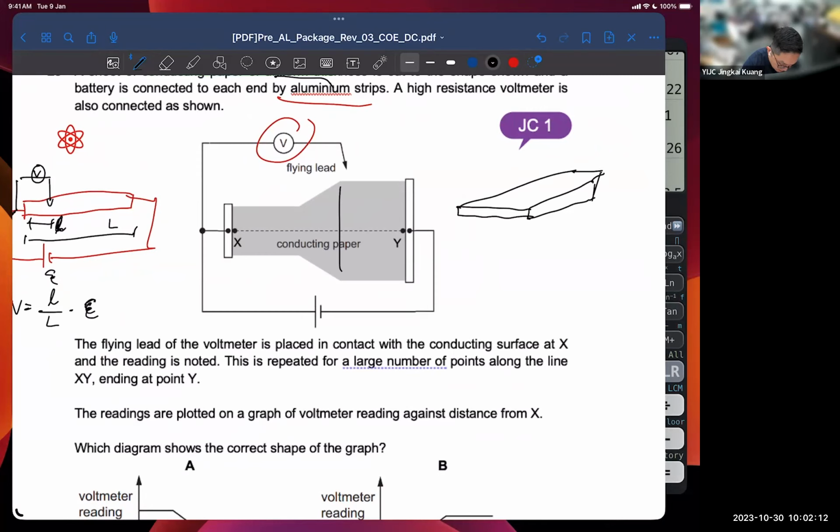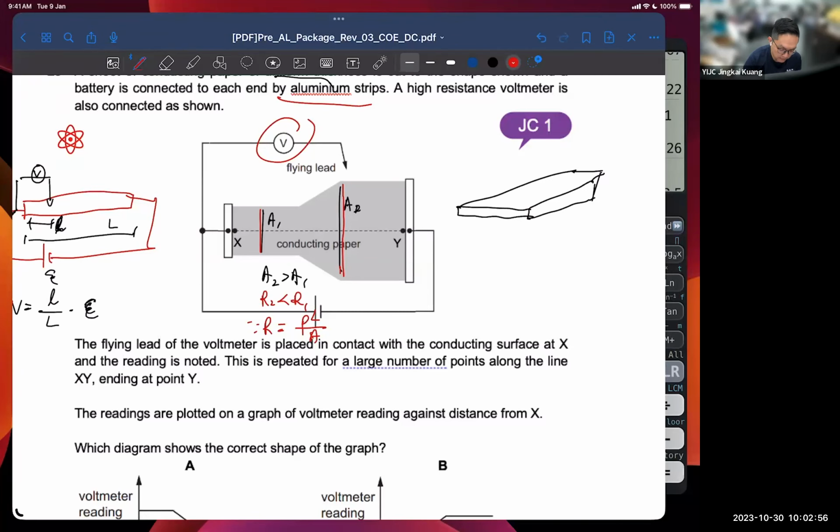If you take a cross section here, A1 versus A2, I can say that A2 is larger than A1. Going by this, if I identify a thin strip here and versus this thin strip here, I can say that R2 is smaller than R1, because I know that R equals rho L over A. The larger the cross-section area, the smaller the resistance.